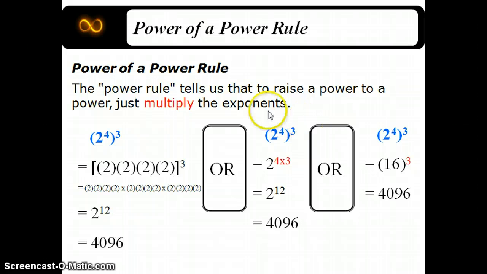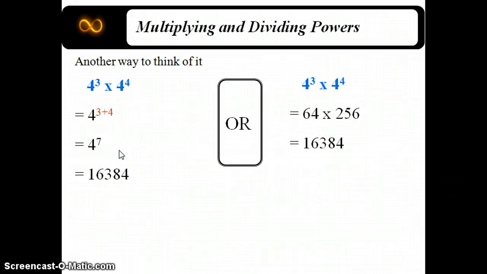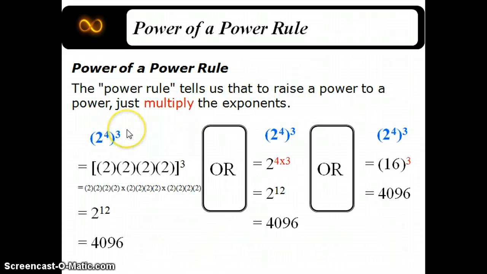So on the other rules we just did, when we had the multiplying and dividing of powers rules, we could add the exponents when they are multiplied together. We could subtract the exponents when we're dividing, but here we have a power in brackets raised to another power. So what does this mean?